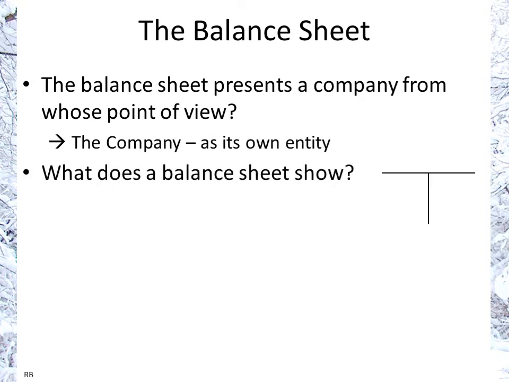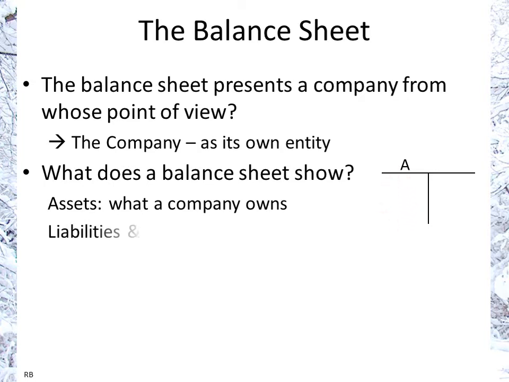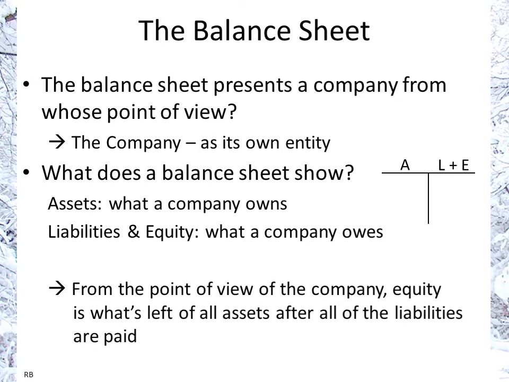So what does a balance sheet show? As you may have learned, it's a T, and on the left side we have assets. That's what a company owns. So it's the stuff that the company owns is on this side. And then we have the liabilities and equity, which from the company's point of view is what the company owes. Specifically, in terms of equity, from the point of view of the company, equity is what's left of the assets after all of the other liabilities are paid. So equity from the company's point of view is a liability to the owners. So that's why the equity is on the liability side of the balance sheet.